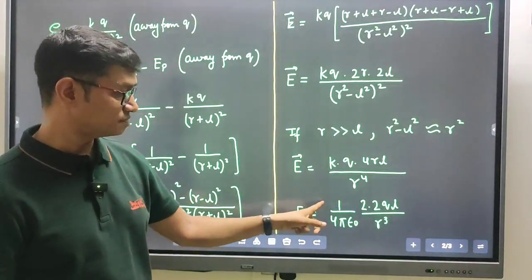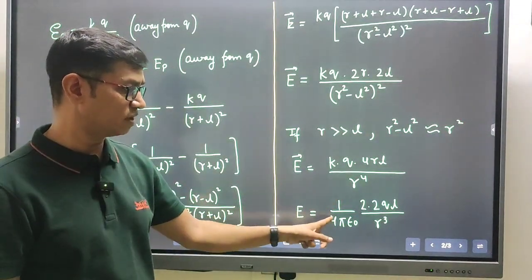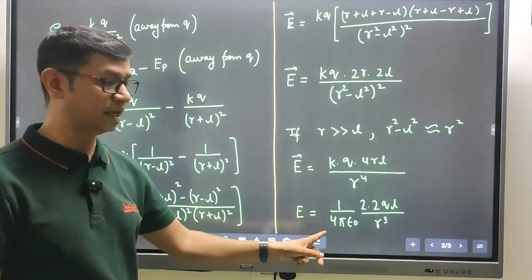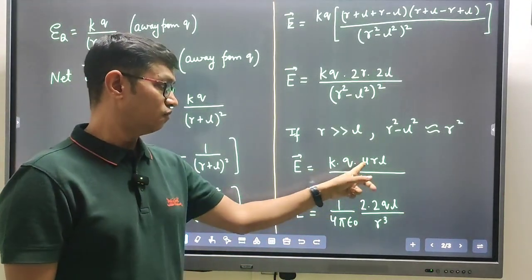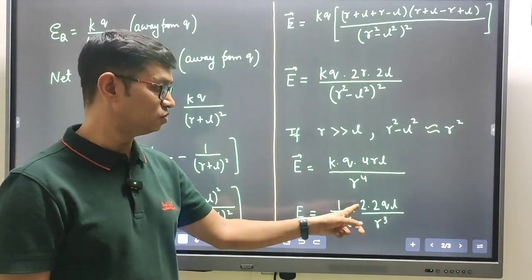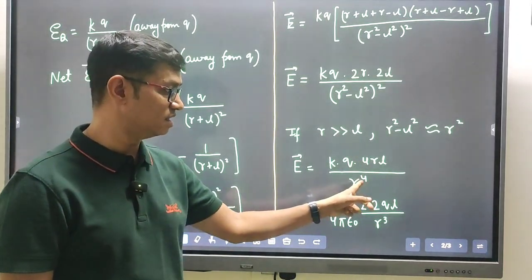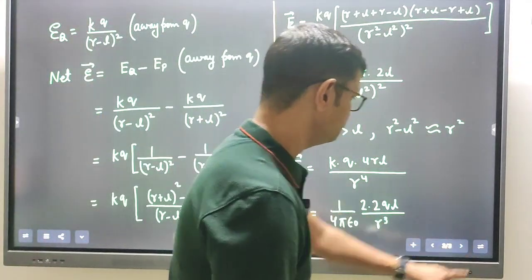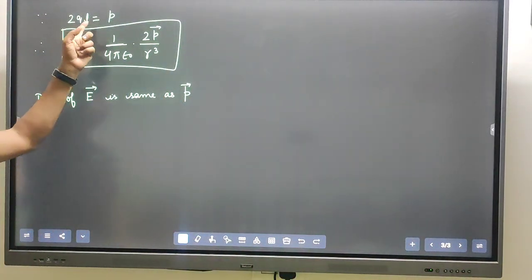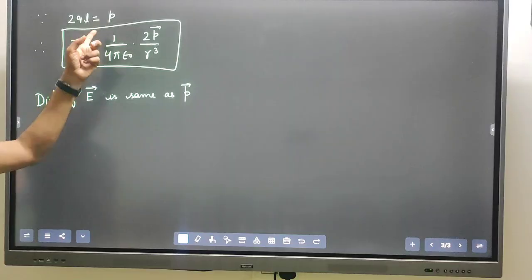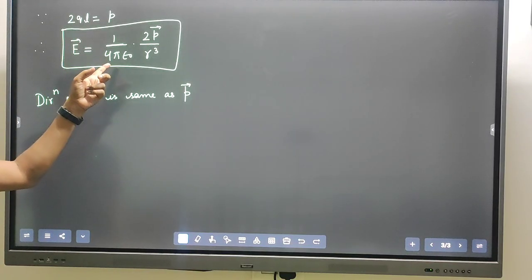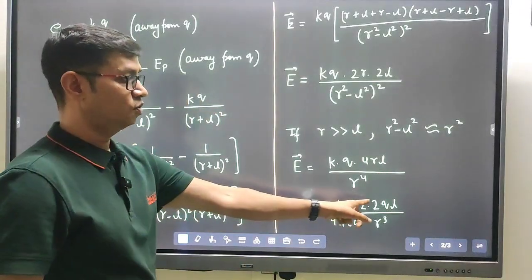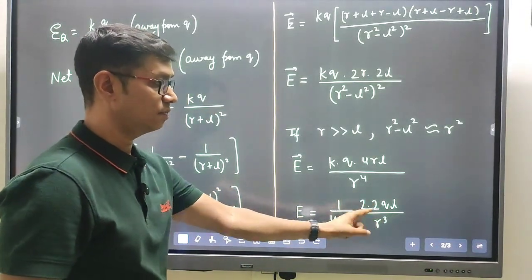Now we'll plug in the value of K also, 1 upon 4 pi epsilon naught, if the charges are kept in vacuum. 4, I write as 2 into 2, so 2 times 2QL. One R cancels with R to the power 4, and this becomes R cube. Now coming here, 2QL is nothing but your dipole moment p, so E will become 1 upon 4 pi epsilon naught, 2 times p upon r cube.